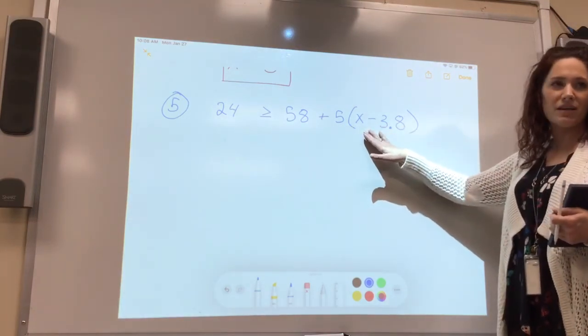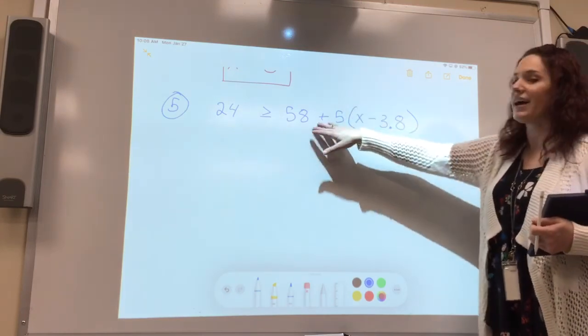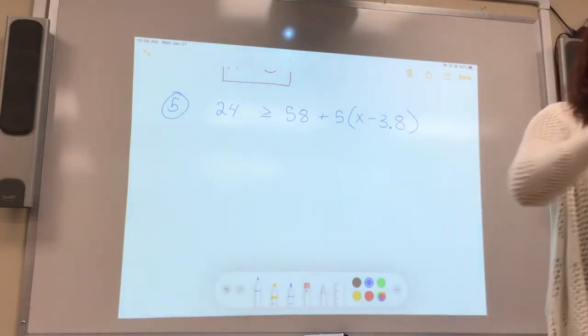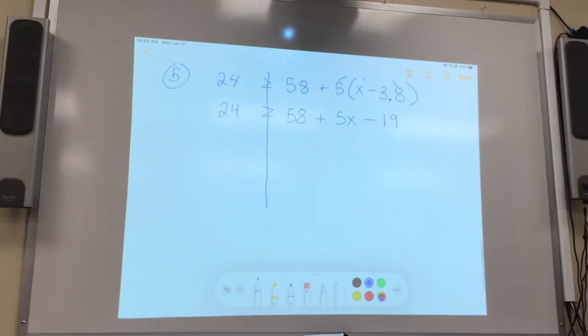What does order of operations say you have to do first? Order of operations says multiplication has to come first. So you cannot add those together until the distributive property is done. So when we distribute the 5, we would get 58 plus, what did you get when you distributed? Evelyn? 5x minus 19. 19 is correct. Okay, 5x minus 19 is what you get with the distributive property.